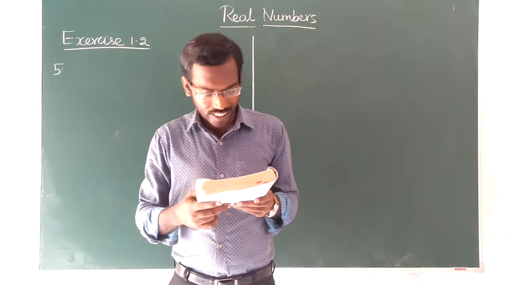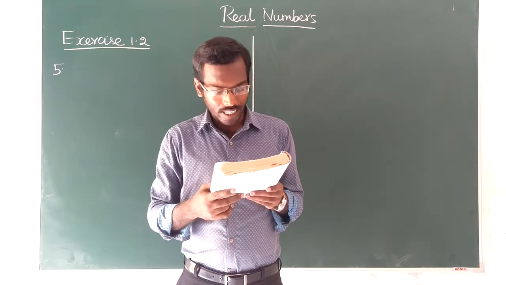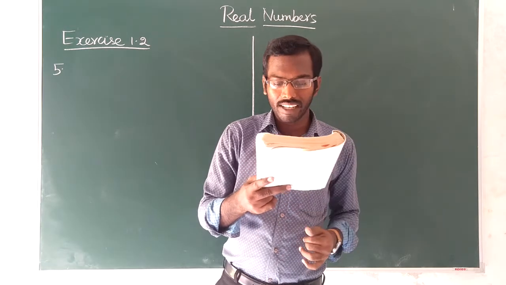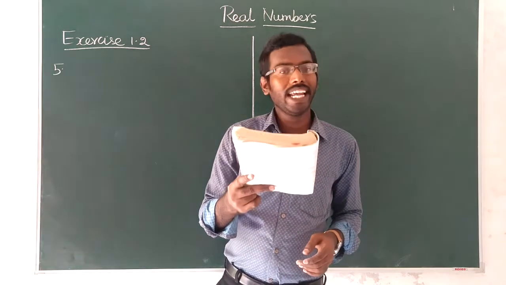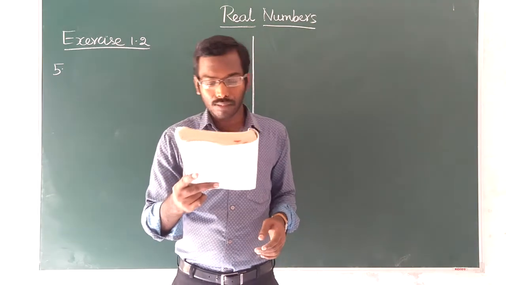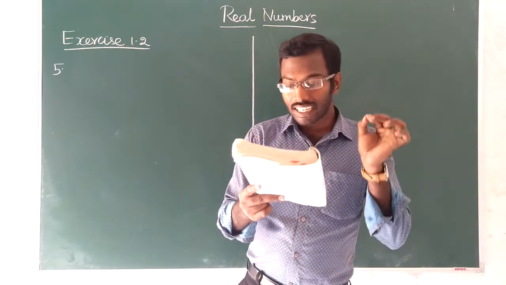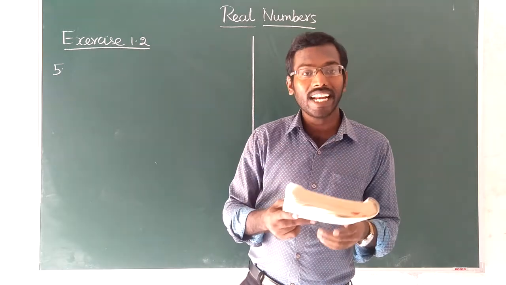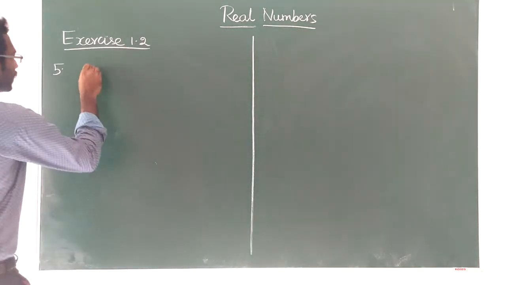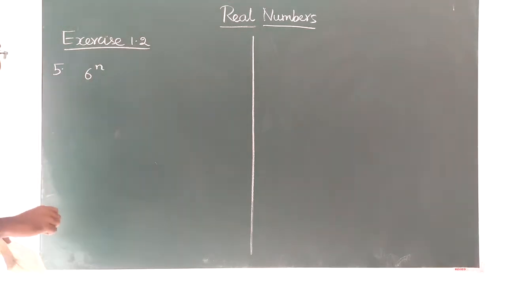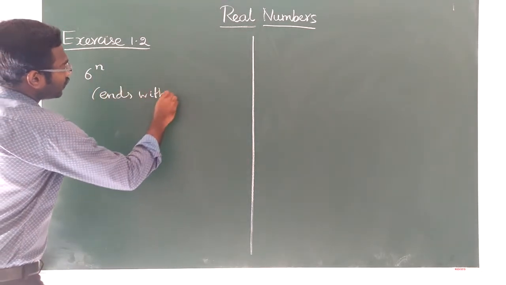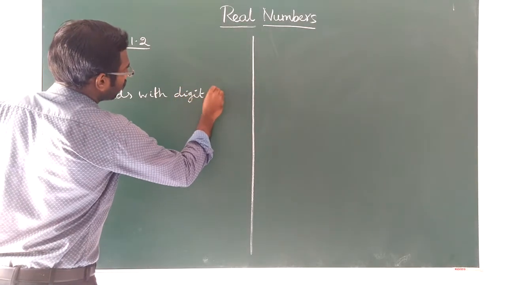Check whether 6 power n can end with digit 0 for any natural number n. The question is, check whether 6 power n can end with digit 0 for any natural number n. Okay, so it is given 6 power n. You have to check whether it ends with digit 0.